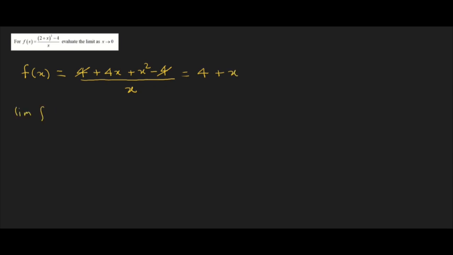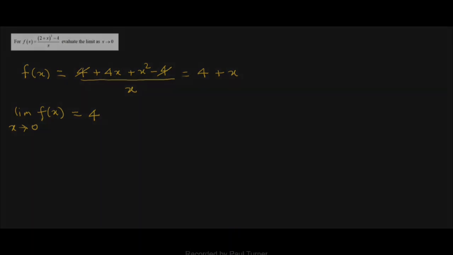Now once we've done that, the problem disappears and we've got the limit of f of x as x tends to 0 is just equal to 4. So by an appropriate transformation we can make the limit relatively straightforward.